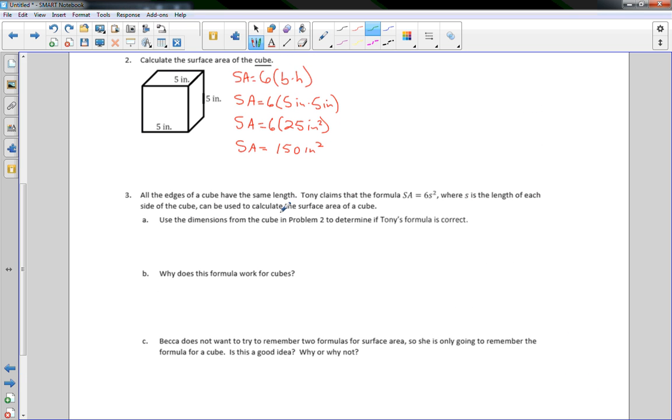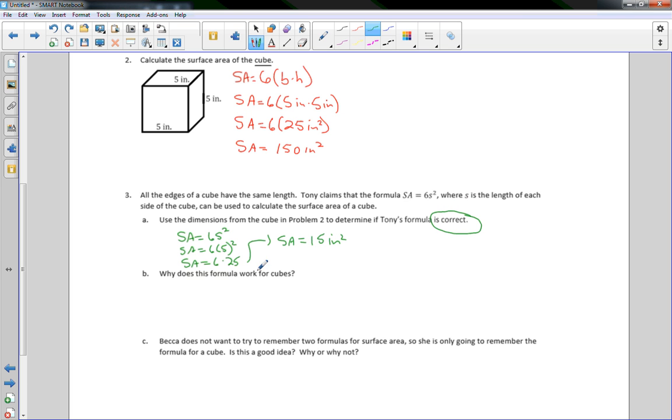So he's saying that SA can equal 6S squared. SA equals 6 times 5 squared. SA equals 6. Remember, PEMDAS says to do exponents first. That's what the E means. Do the exponent first. 6 times 5 squared. And therefore, the surface area equals 6 times 25, or 150 inches squared. So, is he correct? I would say yes, he is.